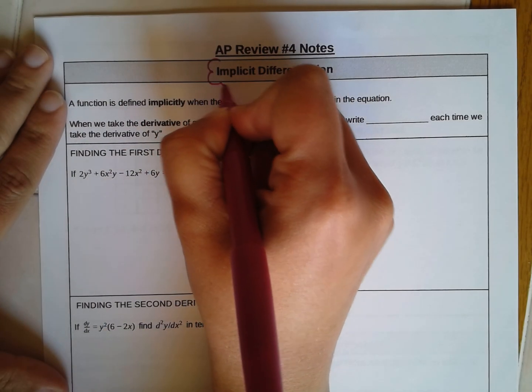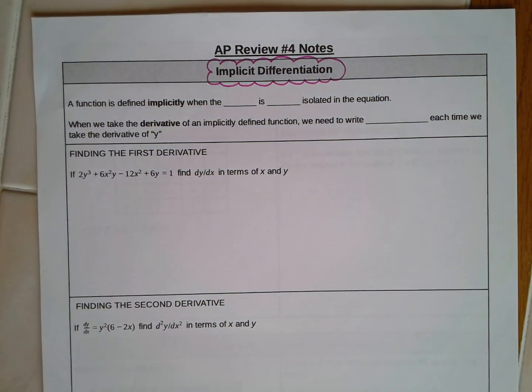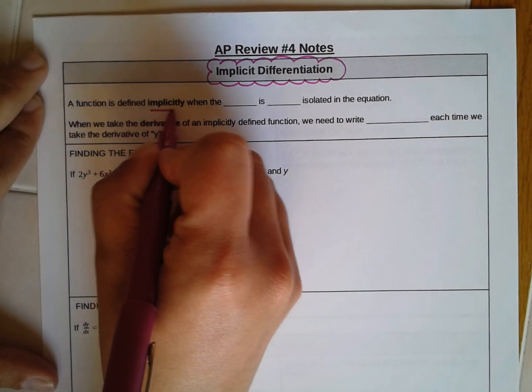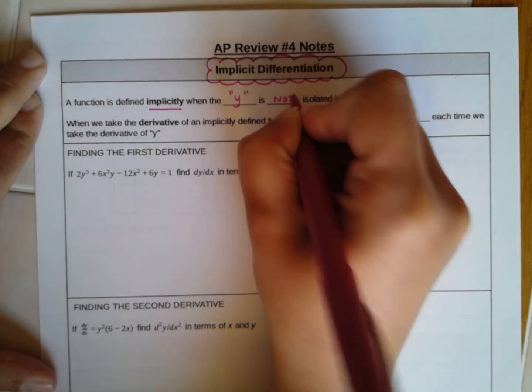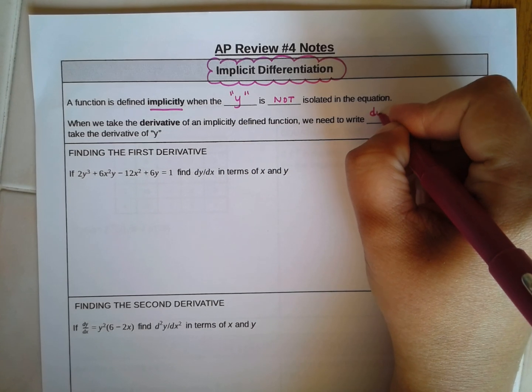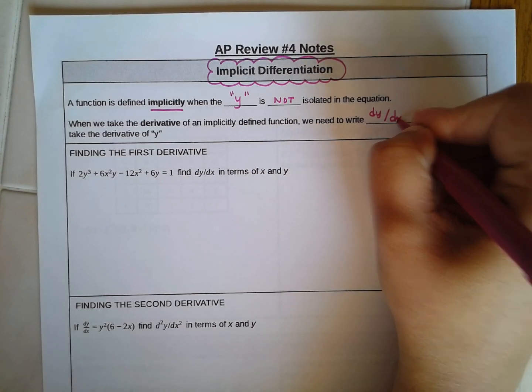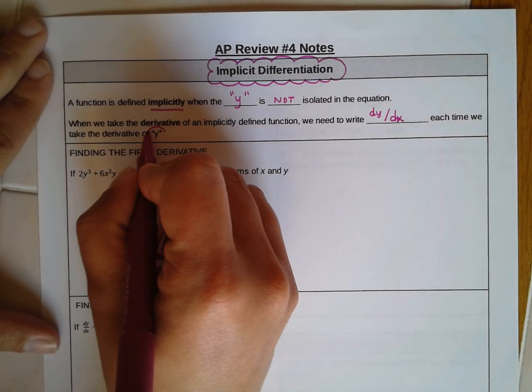Now, implicit differentiation is a process for finding a derivative that we use when a function is defined implicitly. So we're going to start by reviewing what that means. A function is defined implicitly when the y in the function is not isolated. So in other words, you don't have the y by itself. When we take the derivative of an implicitly defined function, we need to write dy over dx or a similar derivative notation each time we take the derivative of the y.